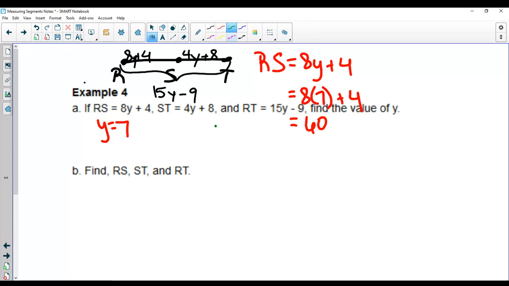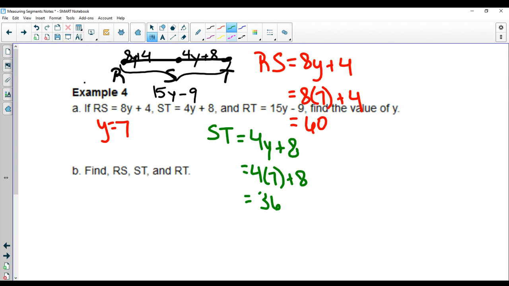Now let's do the second part. ST was 4y plus 8. So 4 times 7 plus 8. 4 times 7 is 28. 28 plus 8 is 36.